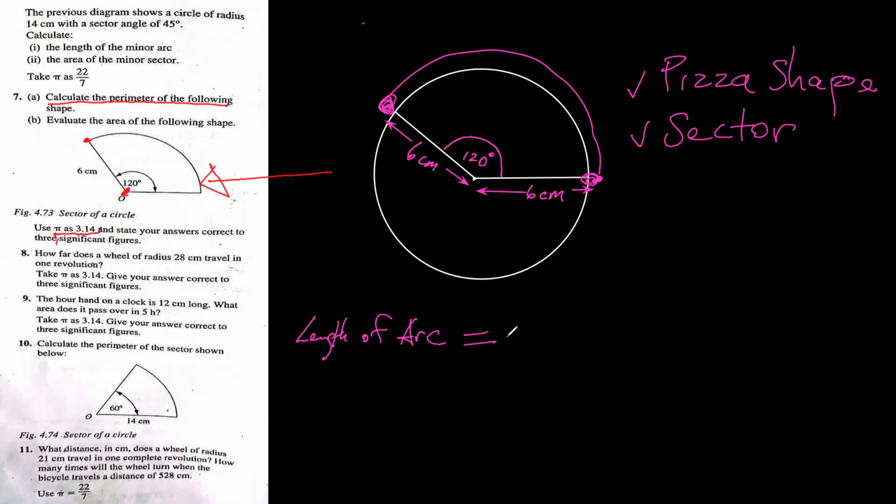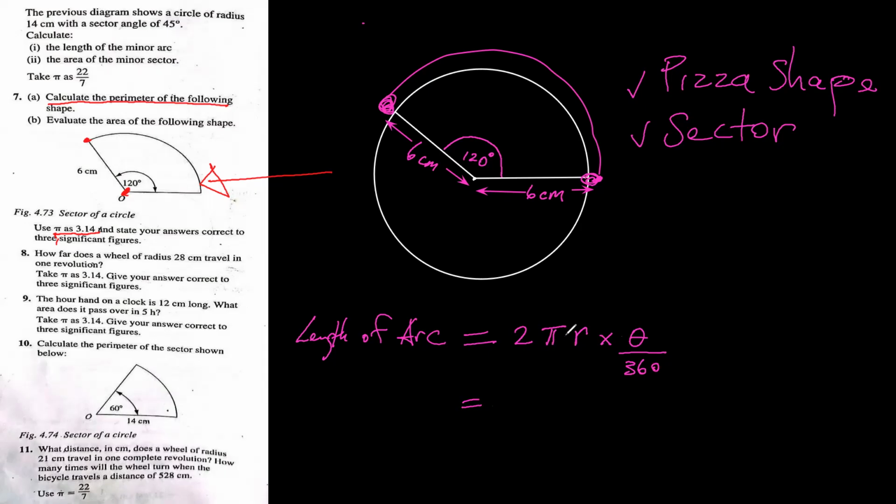No, I want the general formula. So it's 2 multiplied by pi, multiplied by r, multiplied by theta over 360. That is what I want, Michael. Oh, theta. Right.